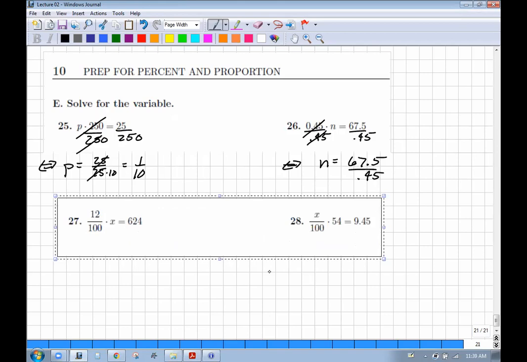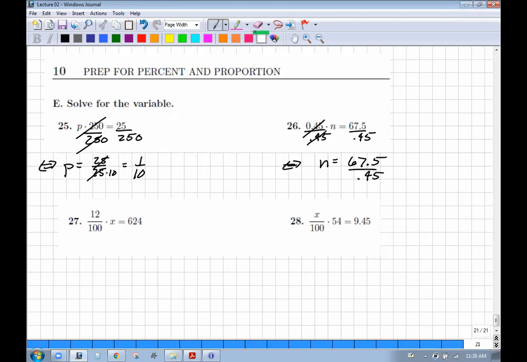So over here, let's get that out of the way. All right. We want to get this 12 over 100 off the back of x. So what we do is we multiply both sides by 100 over 12. See, the 12s cancel, 100 cancels. And so we have here x equals, let's see, 624 times 100 over 12. And we can simplify that, okay? But I'm not going to do that right now, because right now we're focusing on the how to solve for x part. So this next one.